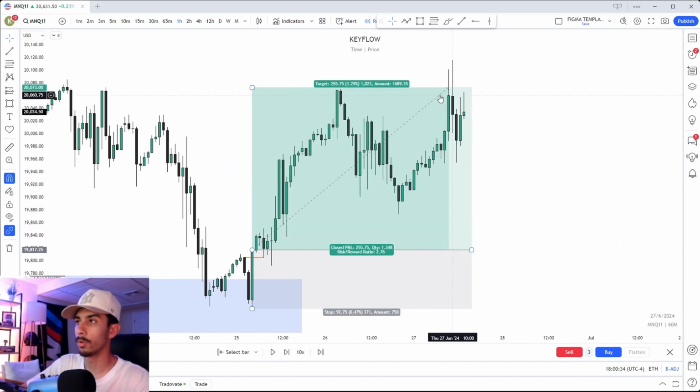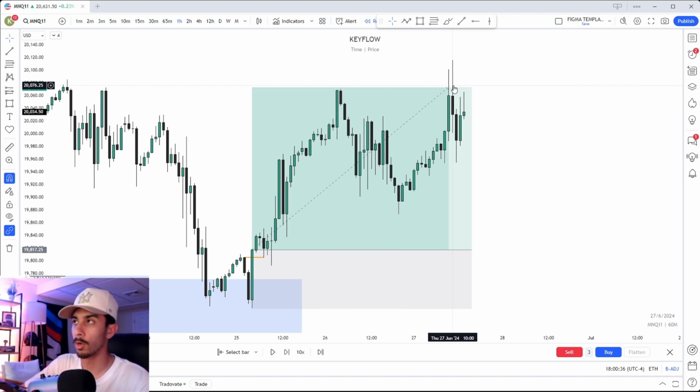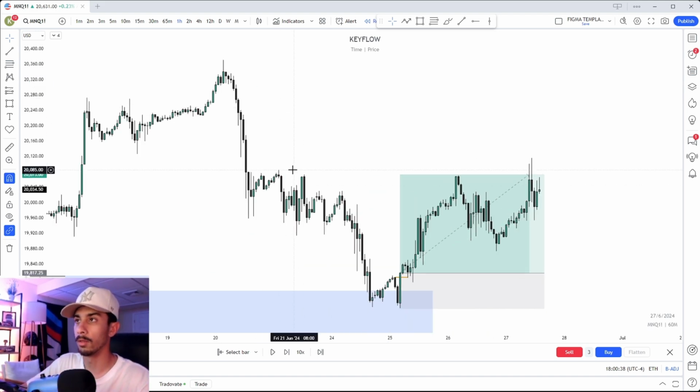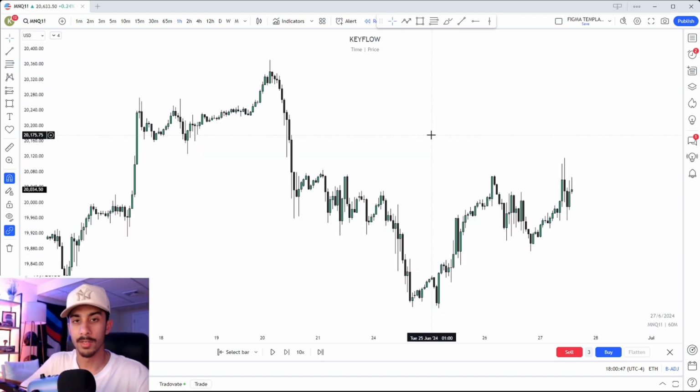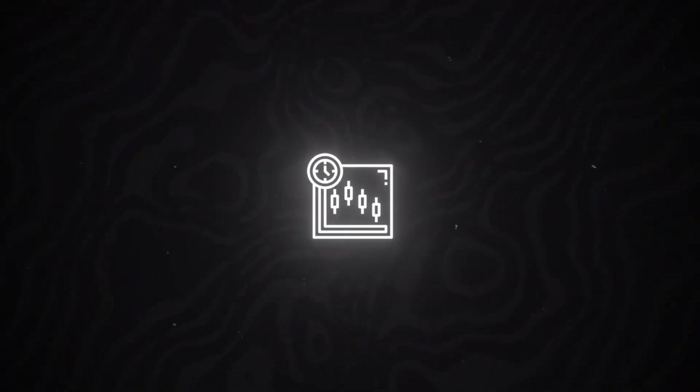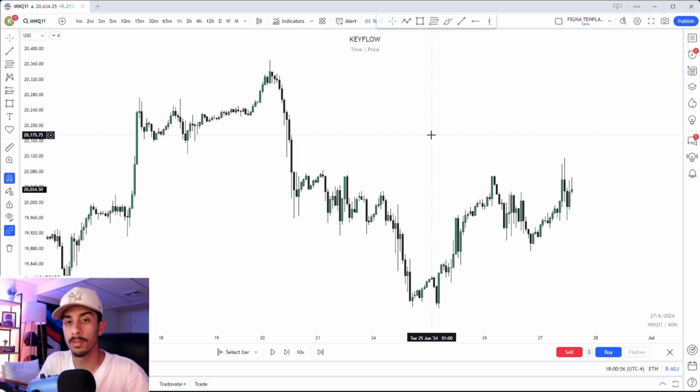A little bit choppy on this move, but nonetheless, the market maker buy model is complete and we hit the target that we had. So if you're somebody that is still struggling with finding entries inside of PDRAs or highs and lows, make sure that you are aligning your timeframes properly, because I can guarantee you that is the one thing that you are not doing properly.